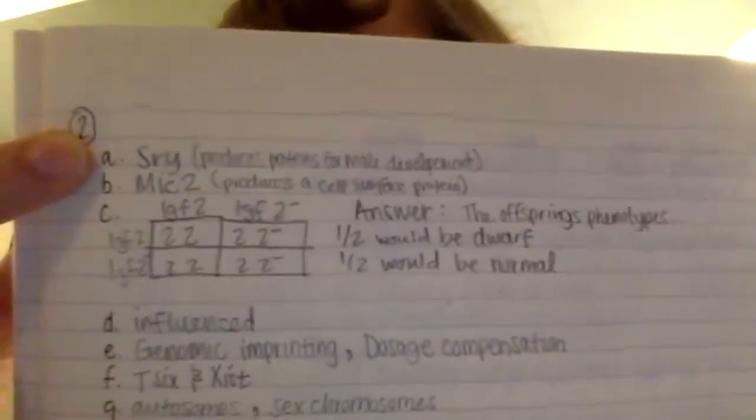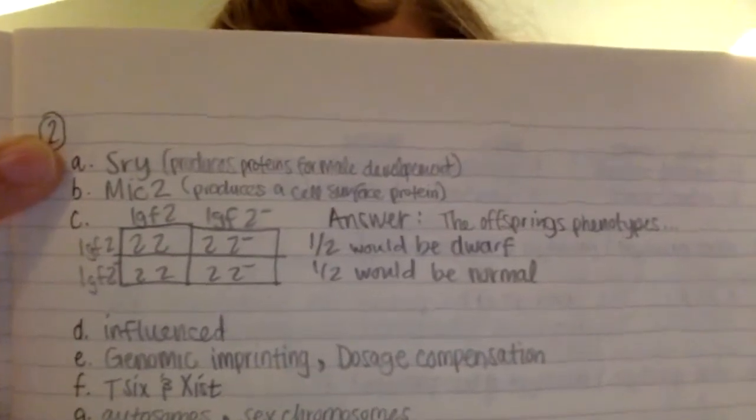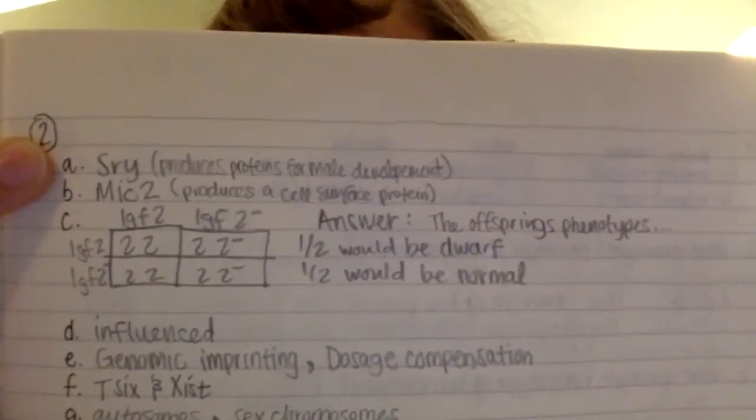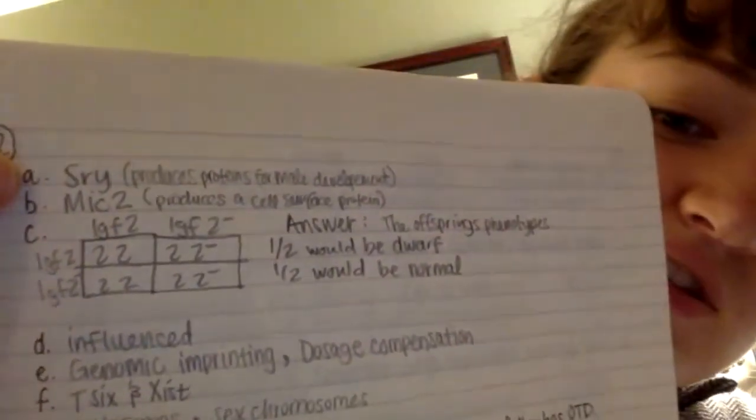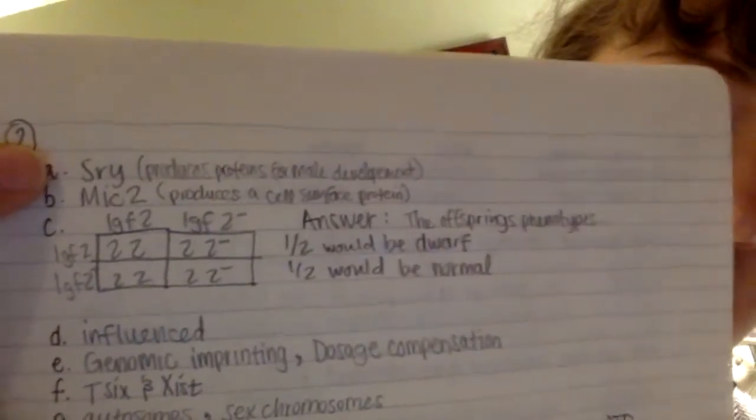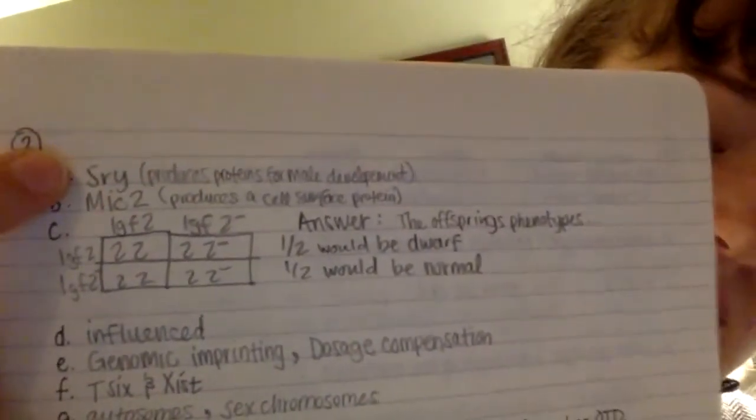Question A right here is asking, blank is an example of a holoandric gene. And so the SRY, it's what helps with male development, making proteins for that.